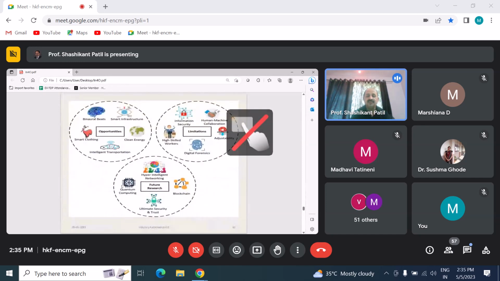Then, coming to future research opportunity and limitations, see, every technology has its limitations, its opportunities, its advantages, its disadvantages, its pros and cons, and also it has some scope. There is always scope for improvement. In the very near future, we will get acquainted with Industry 6.0 or Industry 7.0 also. So when we say opportunities: smart infrastructure, clean energy, intelligent transportation, smart clothing, binaural beats. These are some of the opportunities, big opportunities and good opportunities, we can say.